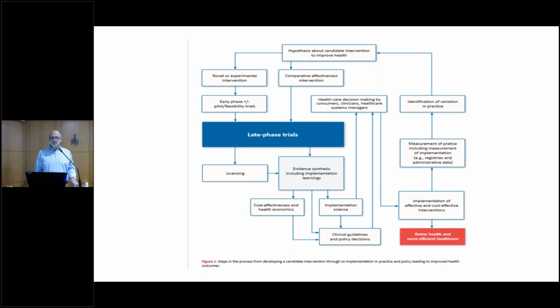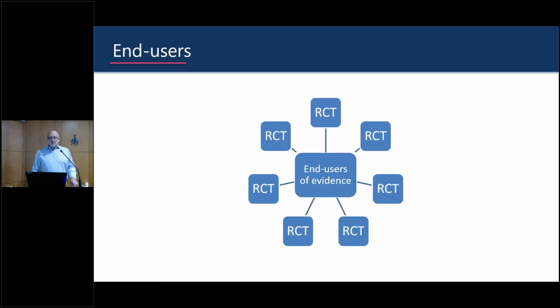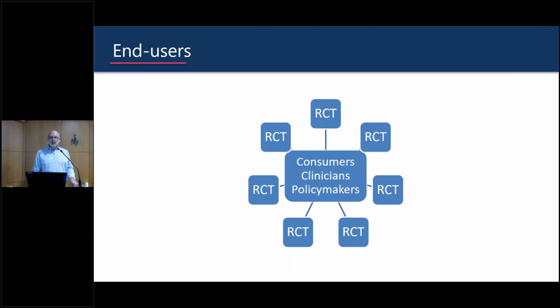To take you back to the tri-Venn diagram around which ACTA builds itself, there is then measurement of practice, which can often be done by registries, but sometimes by administrative data or other mechanisms. And this identifies variation in practice, which feeds back into hypotheses. So RCTs are continuously feeding into the end users of evidence, which for late phase clinical trials are consumers, clinicians, and policymakers. All within this landscape of evidence generation and decision making about healthcare interventions.